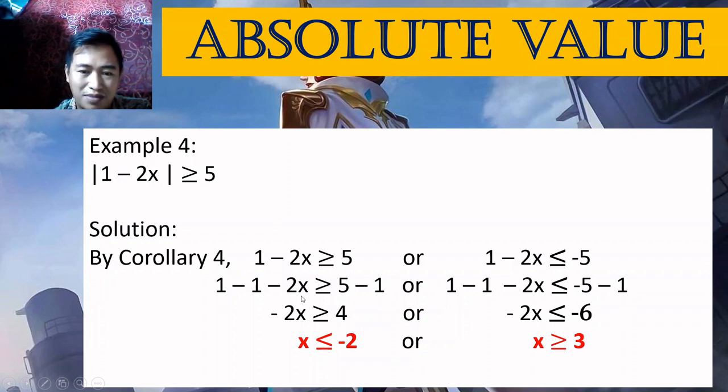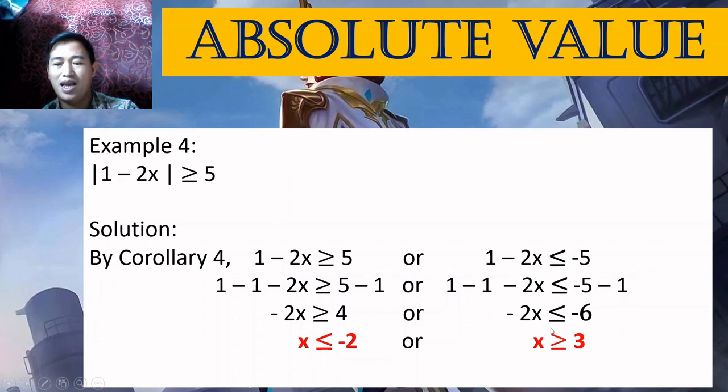We multiply again by negative 1 half, and the sign changes. So x is less than or equal to negative 2. Or, for the other side, 1 minus 2x less than or equal to negative 5. Subtract 1 from both sides so only x remains: negative 2x less than or equal to negative 5 minus 1, negative 6. Multiply by negative 1 half on both sides, so the sign changes. So x becomes greater than or equal to 3.